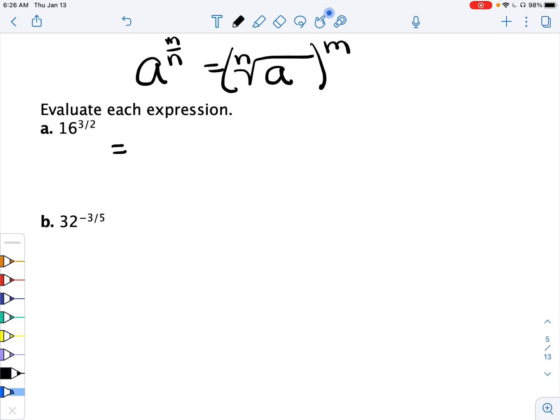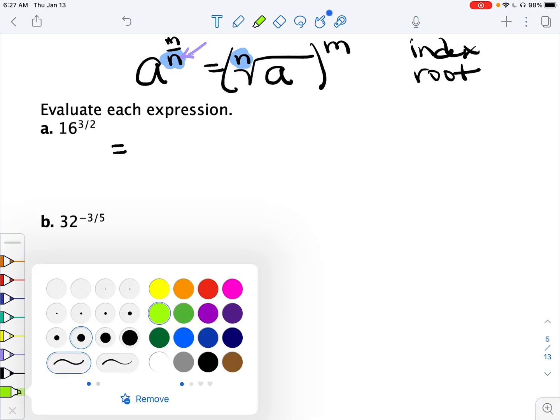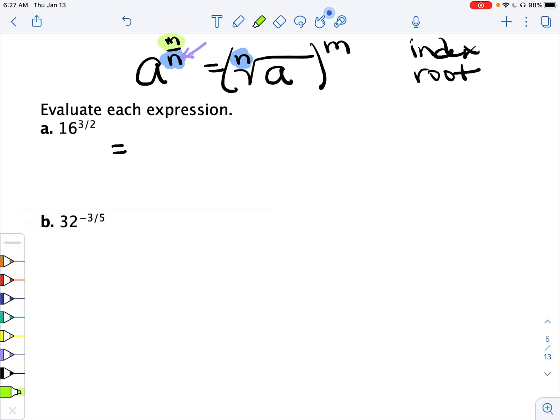The index here, a good way to remember it, okay, index is also called the root. And the root is in the denominator. So I always think of like the roots of a tree are underneath the ground, right? So it's in the bottom. So that's a good way to remember that. And the exponent, it's on top here. So that's why it stays up here on top as well.